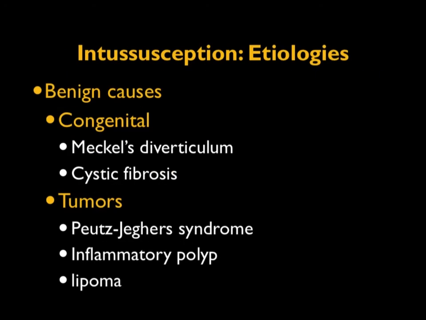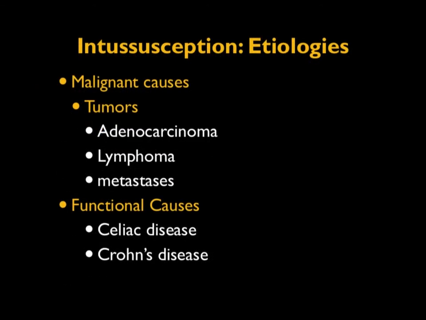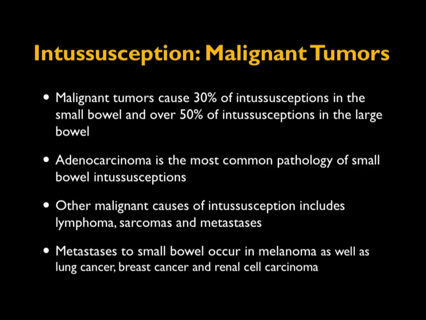And just a list: benign causes, congenital, Meckel's, cystic fibrosis, tumors from Peutz-Jeghers to inflammatory polyp to lipoma to adenocarcinoma, lymphoma, metastasis, and some of the functionals like Crohn's and celiac disease. I think it's important to remember that adenocarcinoma is the most common pathology of small bowel intussusceptions, but it doesn't need to be the only thing. Lymphoma, sarcomas, metastasis can all do it.